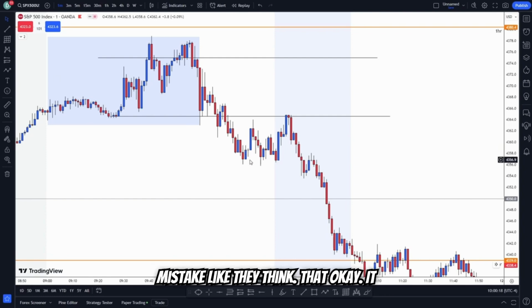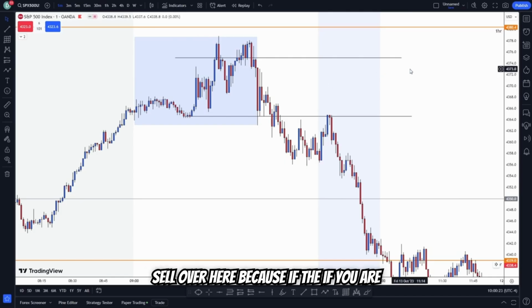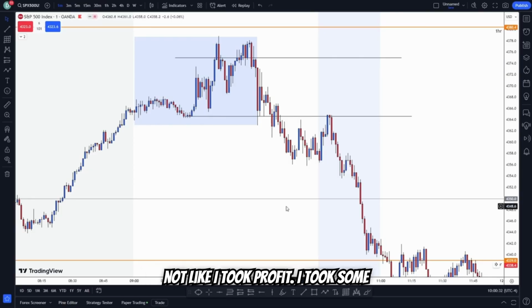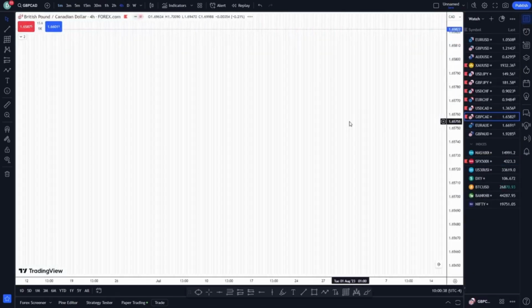So this is what lots of people do mistake. They think that okay, it has taken the high, now I should take a sell over here, because if you are not in the correct order flow, where the market is going, you will be wrong. And I took some losses also. It's not like I took profit. I took some losses on the GBP CAD.